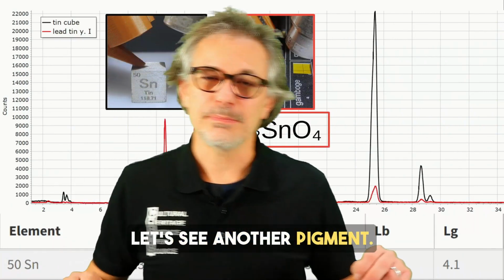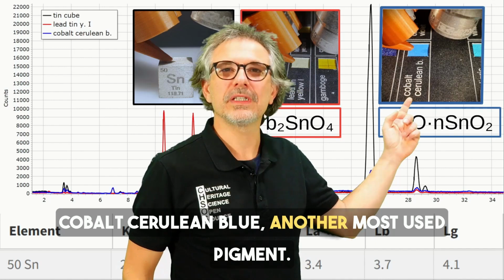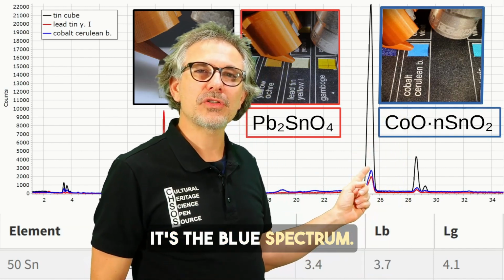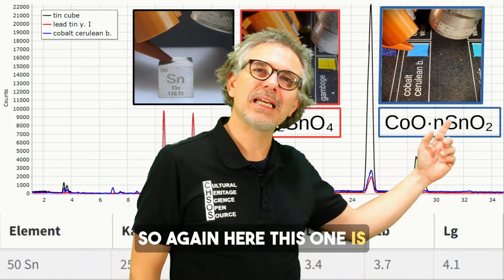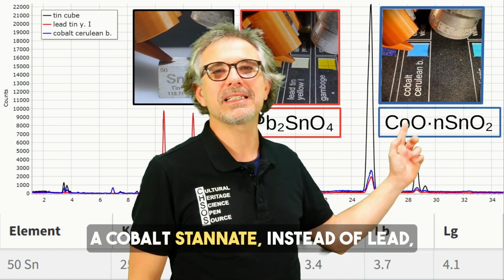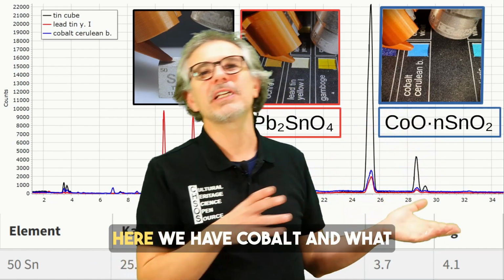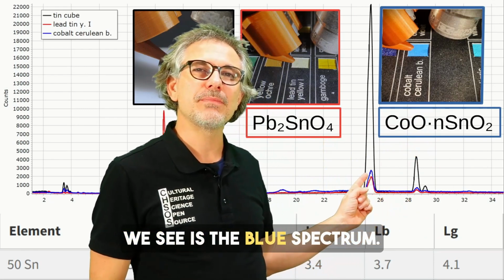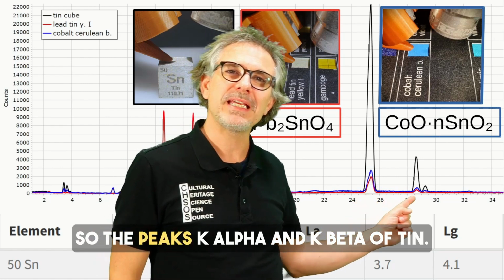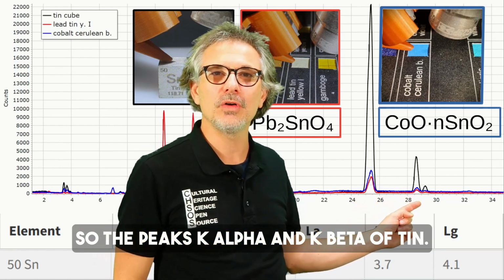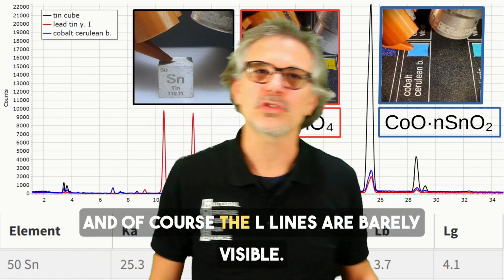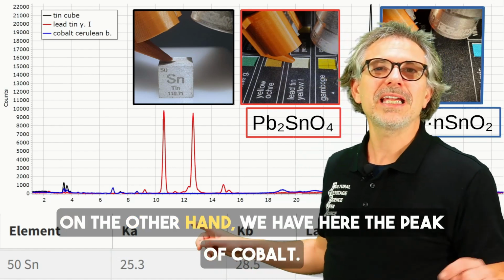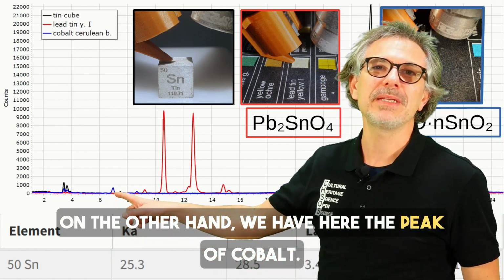Let's see another pigment, cobalt cerulean blue, another much-used pigment. It's the blue spectrum. Again, this one is a cobalt stannate. Instead of lead, here we have cobalt. And what we see in the blue spectrum are the peaks K alpha and K beta of tin, and of course the L lines are barely visible. On the other hand, we have here the peak of cobalt.